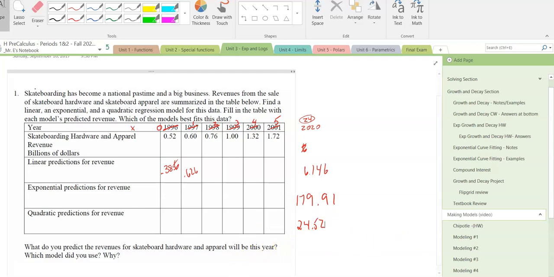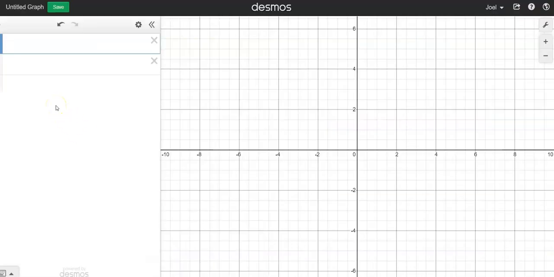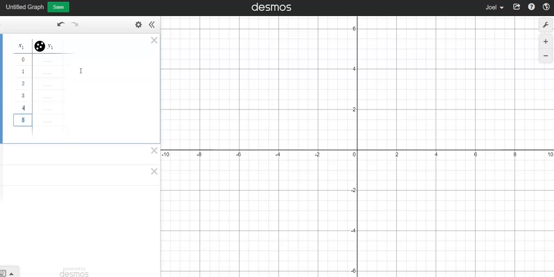Now, I also wanted to show you how to do this using Desmos. So if I go into my Desmos, this is just the regular old Desmos calculator. I'm going to go up to the top and do plus, and I'm going to add a table. And I'm going to put in the same numbers that I had a minute ago. So 1996 is year 0, year 1, year 2, year 3, year 4, year 5.